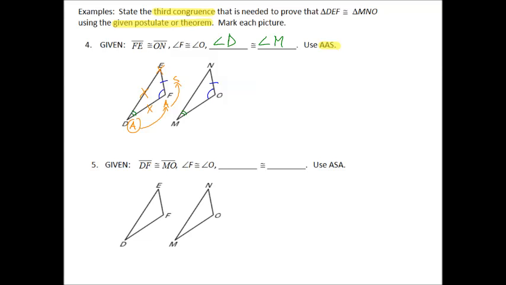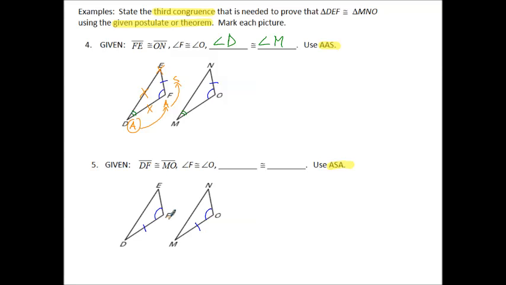In our next example, we are given side DF is congruent to side MO, angle F is congruent to angle O, and now we're supposed to use the angle side angle congruence postulate. And again, the first thing we do is we mark the things we have. Side DF is supposed to be congruent to side MO. Angle F is supposed to be congruent to angle O. And we're supposed to use the angle side angle congruence postulate. That means we need a second angle, and the side this time is actually the included side.